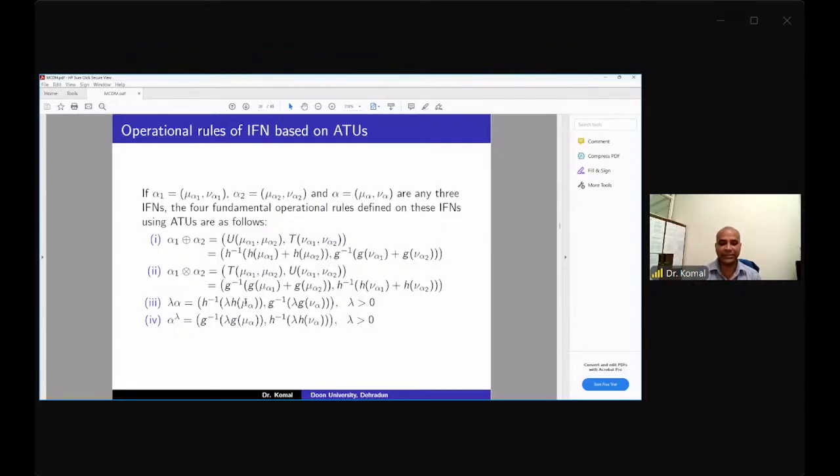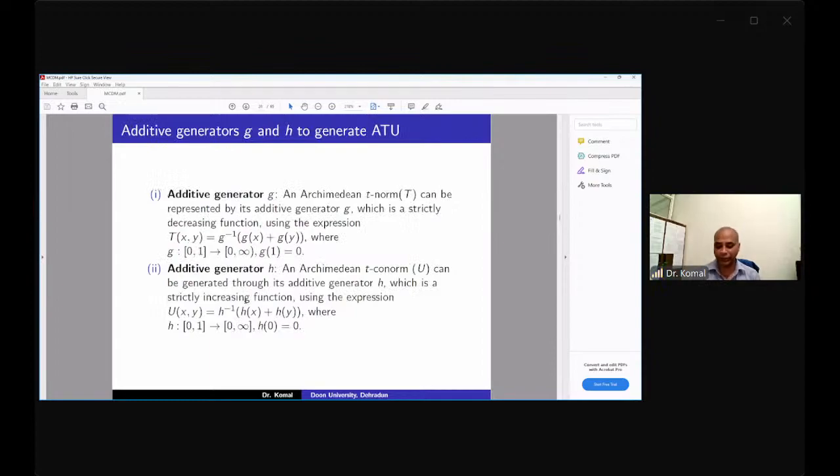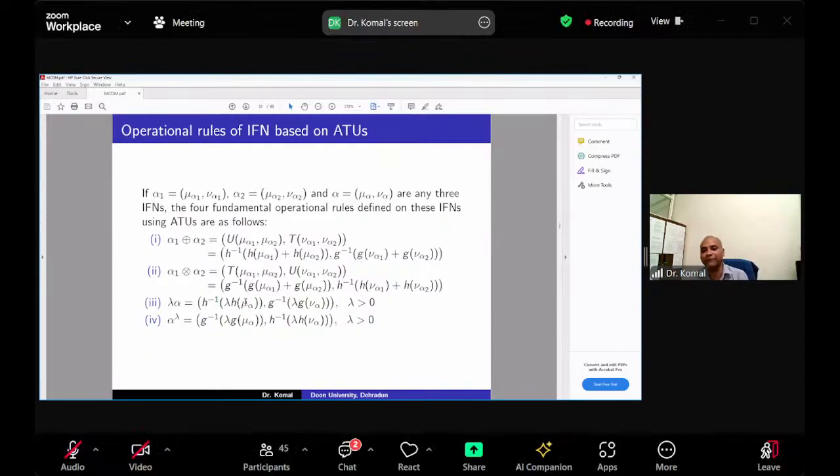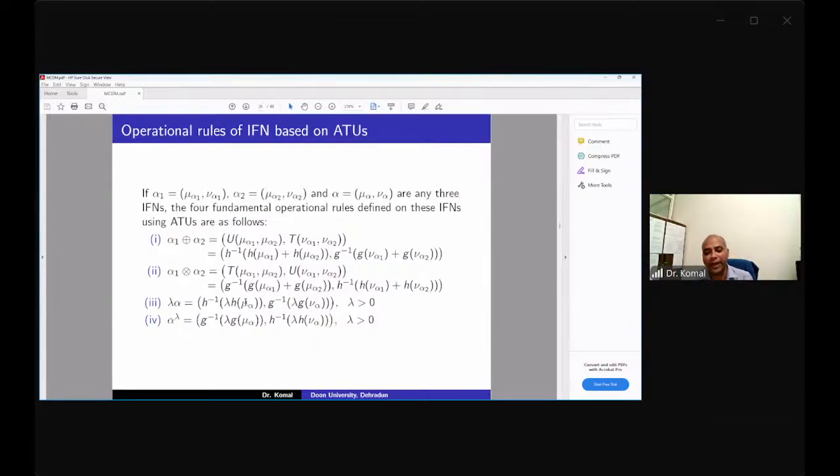If you use the previous expression, this T and U, then generally this is nothing but H inverse of H of mu alpha 1 plus H of mu alpha 2. And similarly, T can be replaced by G inverse of G of nu alpha 1 plus G of nu alpha 2. Similarly, we can find out the product alpha 1 into alpha 2. So here this is equal to T of mu alpha 1, mu alpha 2 and U of nu alpha 1, nu alpha 2. Again, we can use the same definitions and we can replace these T and U in terms of their additive generators. Third is the scalar product.